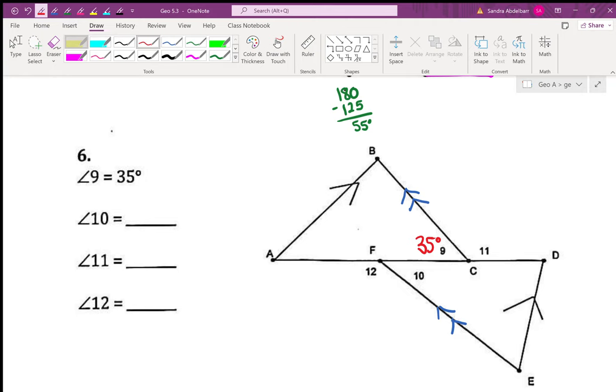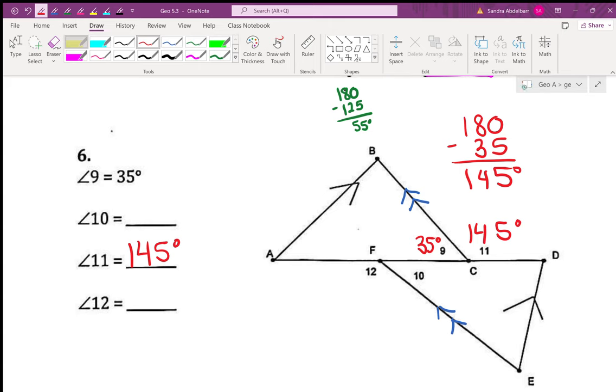11. Good. What's the relationship between 9 and 11? Supplement. So I'm going to do 180 minus 35, and we are going to get 145 degrees for angle 11. All right, so that's angle 11. Does anybody see any other angles?